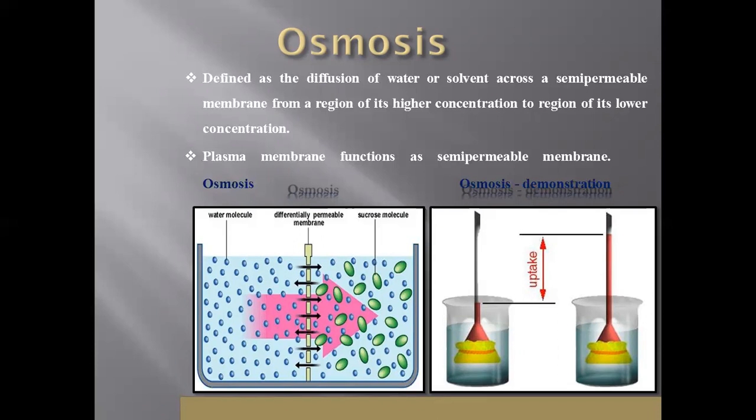Here again, two more diagrams are given to you. Osmosis. You can see in the first diagram, a semi-permeable membrane is there. Sucrose solution is nothing but sucrose, sugar, the table sugar that we use at our home. So if you keep pure water on one side and the sugar solution or the salt solution on the other side, we can see the movement of water from higher to lower concentration, right?